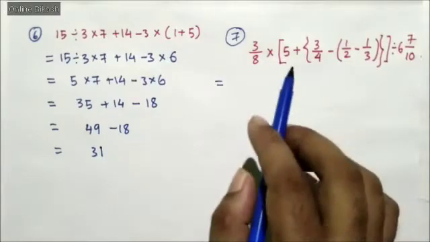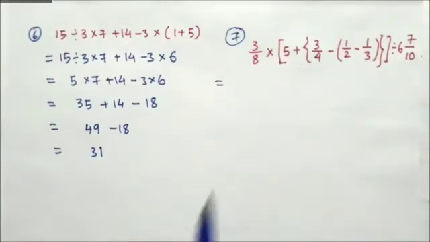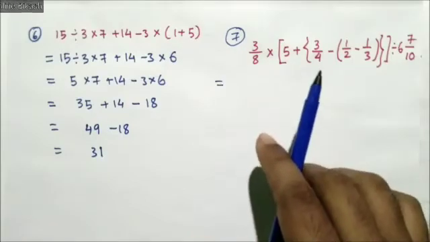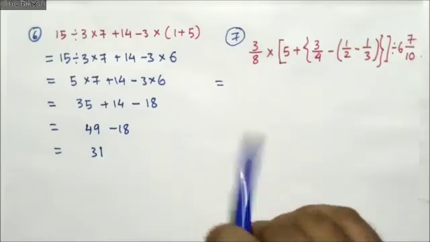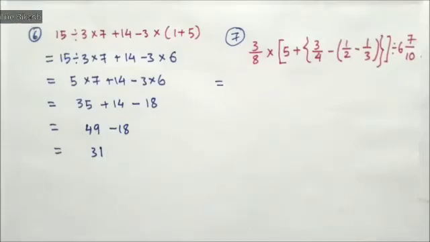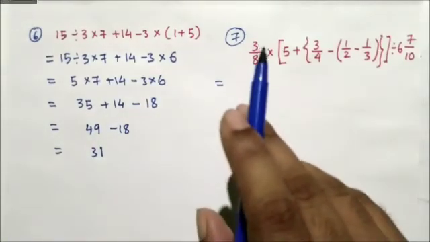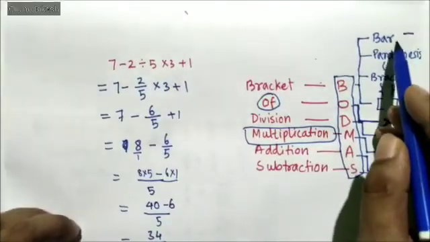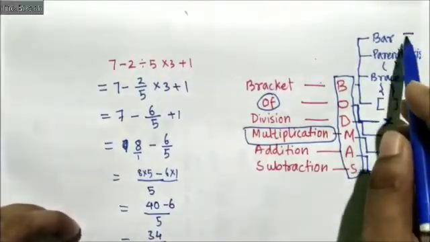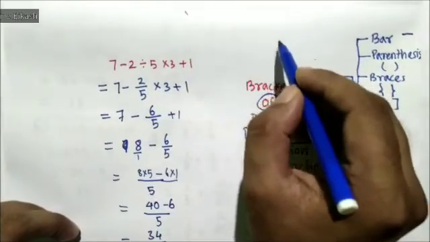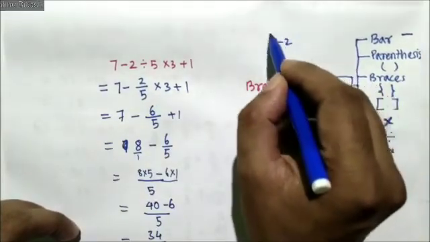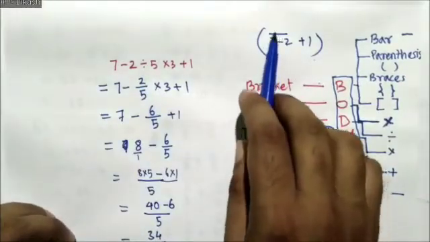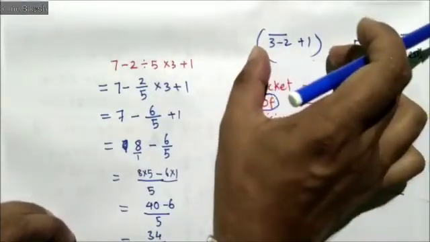Now you can see there are three types of brackets, this one, and this one. They all have a certain order. In the first video, where I explained the brackets, I mentioned the bar. But the bar is the first bracket. Suppose you have 3 minus 2 plus 1 under a bar. In this case you need to perform this first, after that you will go to this one.